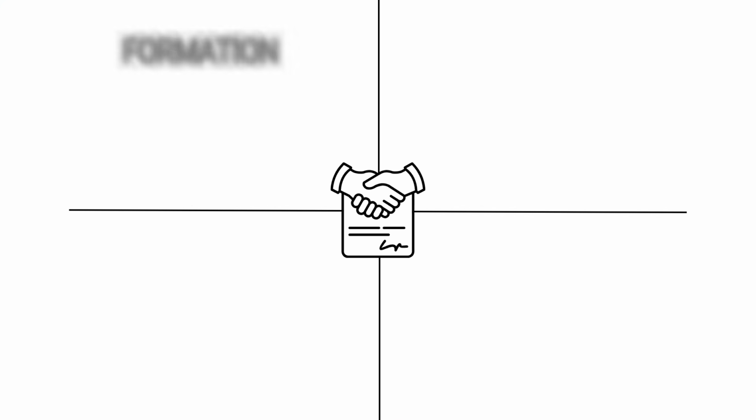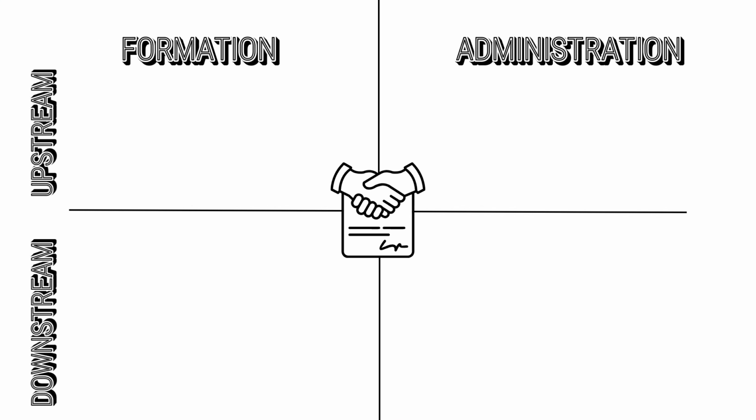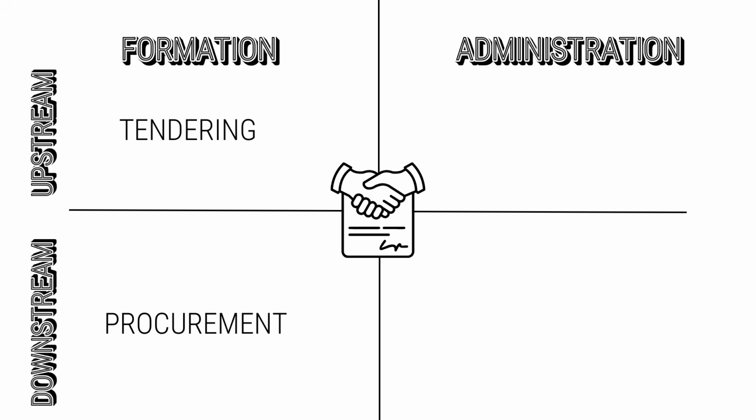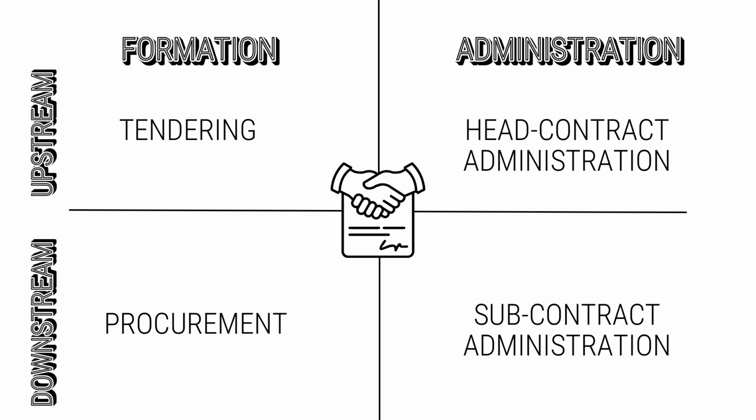We can then map this out into four distinct quadrants. We have tendering or bidding, which is our upstream contract formation. We have procurement, which is our downstream contract formation. Then we have both head and subcontract administration.